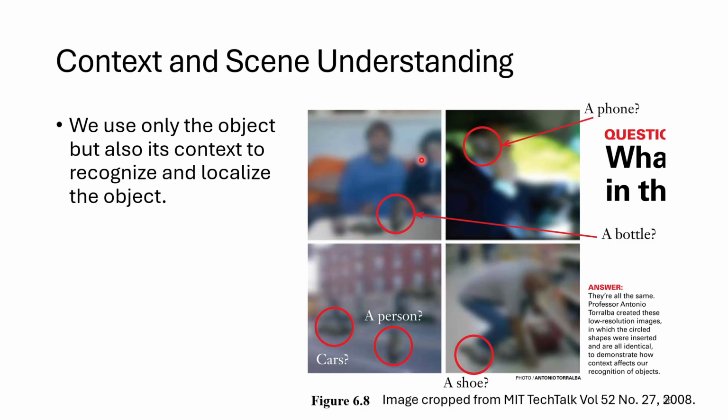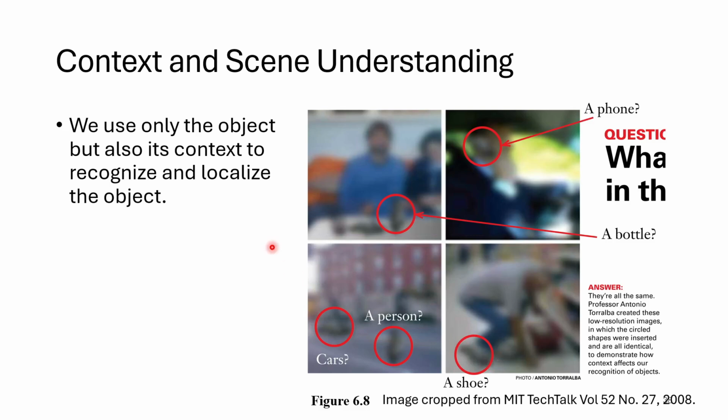And this is the example image shown in our textbook. The question is, what is this? When you see the image, this is an interesting psychology problem. What is this? Is it a bottle? And what is this? Do you think it is a cell phone? All right. And what is this? A person. And what is this? A car. And what is a shoe?